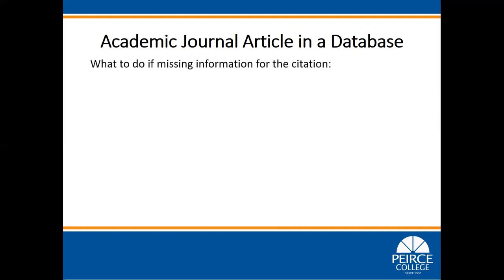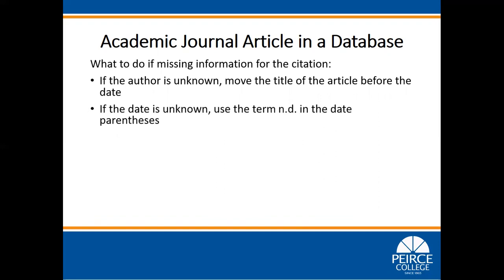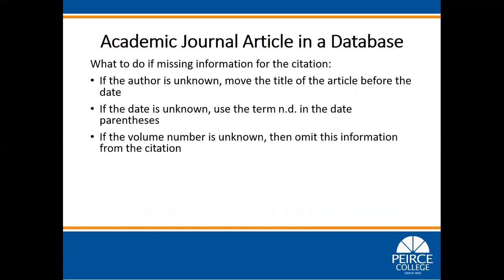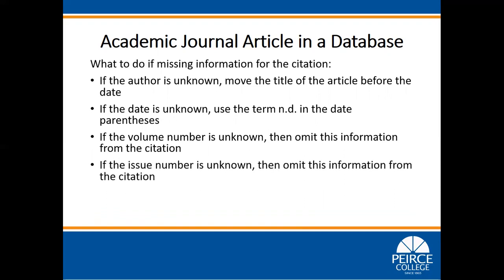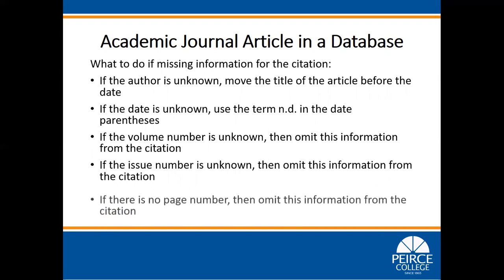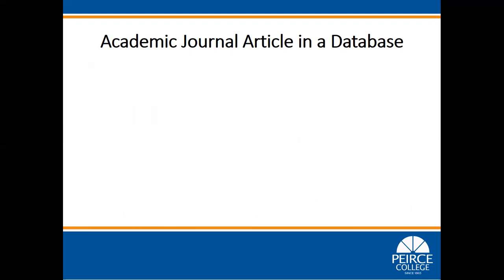What to do if missing information for the citation. If the author is unknown, move the title of the article before the date. If the date is unknown, use the term n.d. in the date parentheses. If the volume is unknown, then omit this information from the citation. If the issue number is unknown, then omit this information from the citation. If there is no page number, then omit this information from the citation. If there is no DOI, then omit this information from the citation.